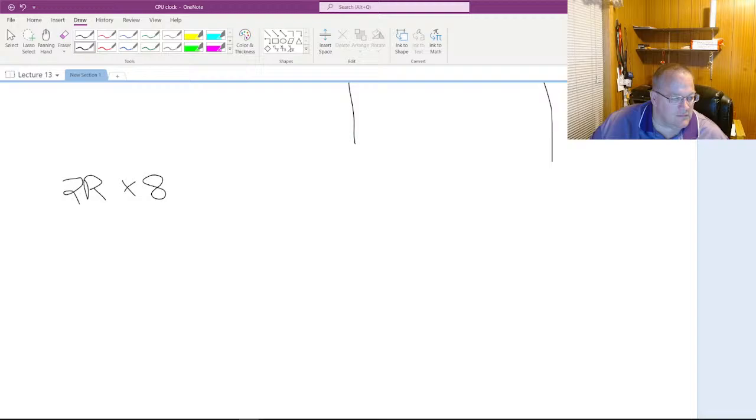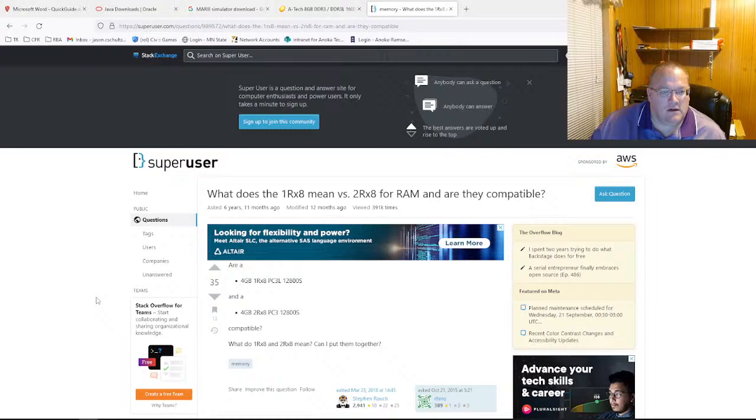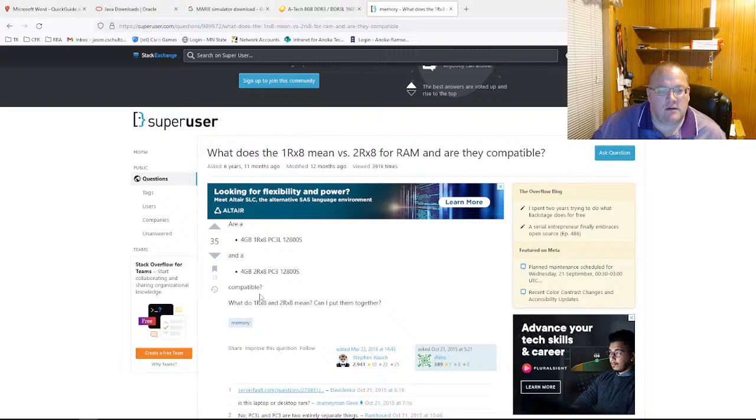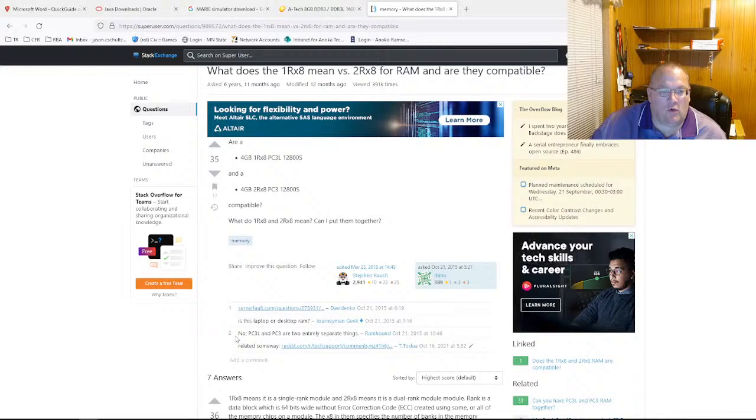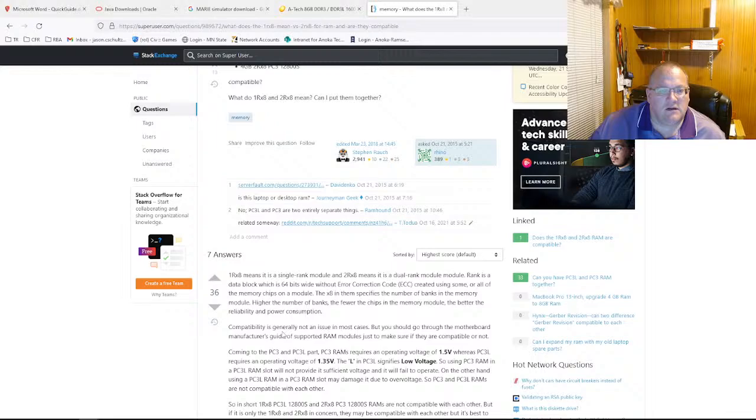Well, let's go to Super User. I guess I'm accepting all cookies. Are these compatible? No. Oh, PC3 and PC3L are two different things. Here we go. 1Rx8 means it's a single rank module, and 2Rx8 means it's a dual rank module.